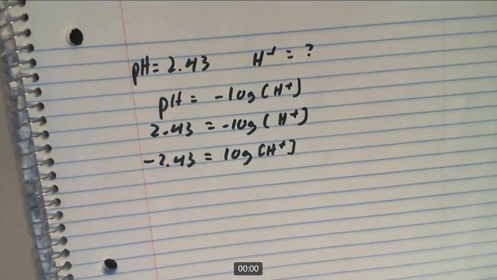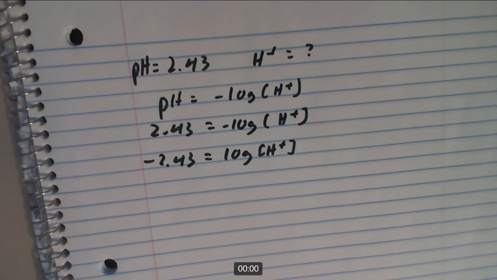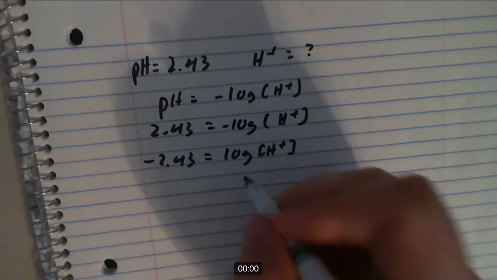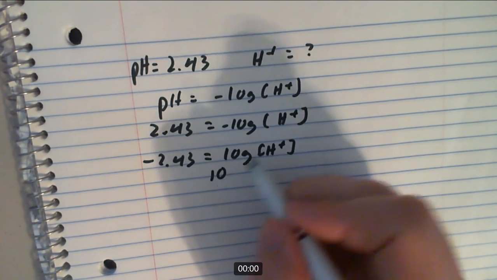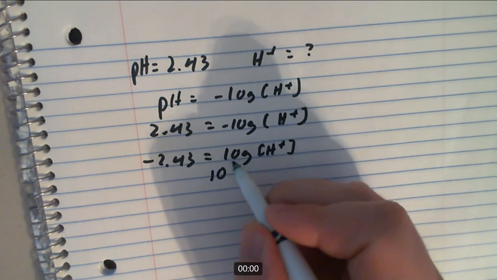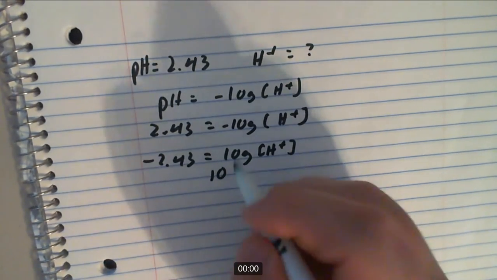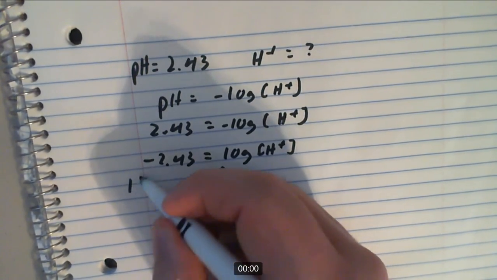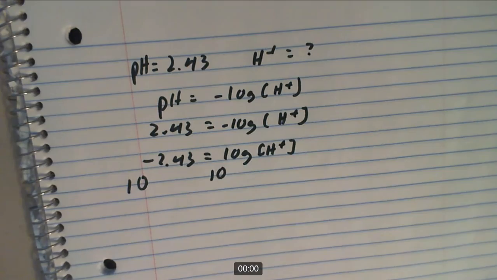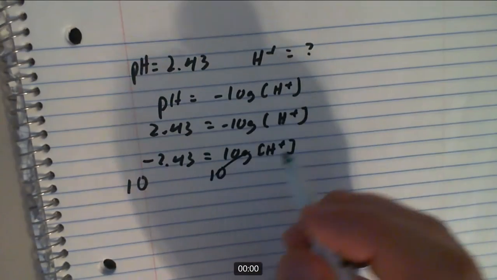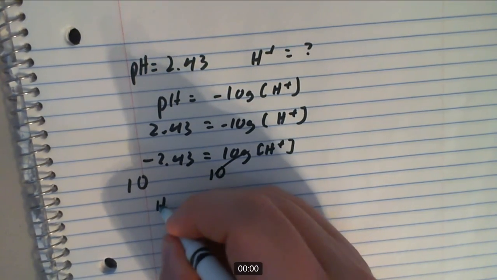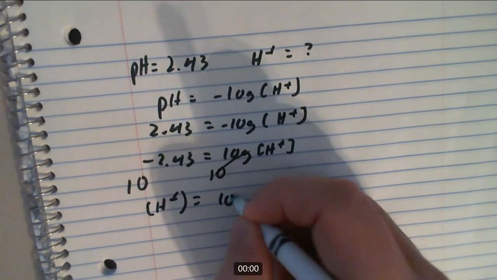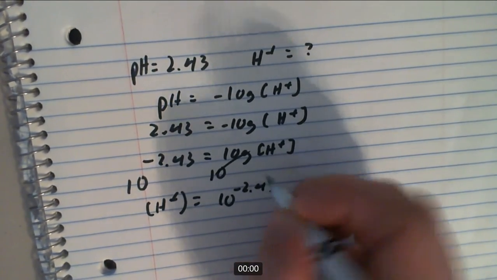So some of you are good at math and you know exactly how to do this algebra. Others are like, I don't know what to do. Okay, so here's what you do. To get rid of a log, you take 10 to that power. So you take 10 to this. If you take 10 to this, the log cancels. So of course, if you do it to one side, you do the other side. So 10 to log cancels. And so H plus equals 10 to the negative 2.43 power.